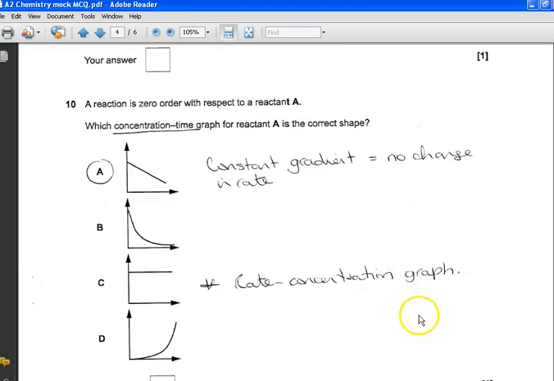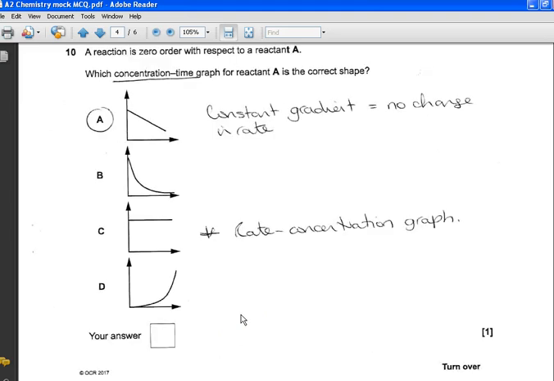Number 10, I don't think anybody got this right, I'm not quite sure, maybe one person. You've got to be careful which graph you're thinking about here. This is a concentration time graph, and so the answer is A, because it shows a constant gradient, no change in the rate. C, which a lot of you put, is a rate concentration graph, no change in the rate. So be careful, learn those graph shapes, but also think about what they show you. It's all very well learning the shapes, but recognise that it could be rate concentration or concentration time.